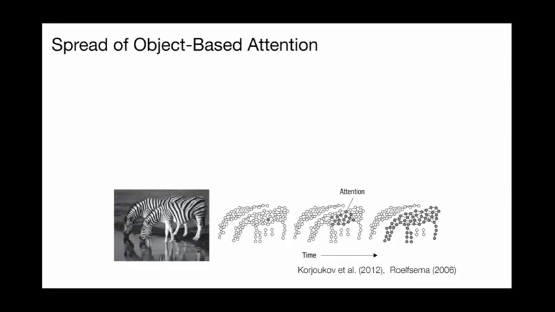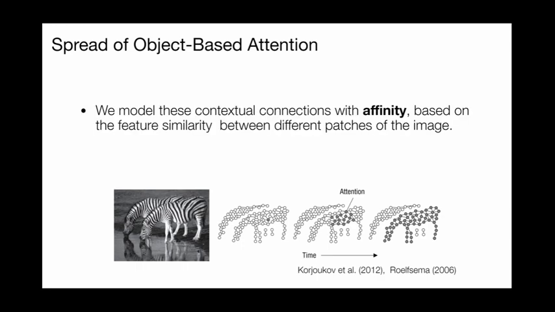Well, but what if you have a zebra and then you're starting from that center point? How would attention spread here? You cannot really spread it in V1 because, as I said, if you're just following an association field based on collinearity and orientation, you're just going to go along a stripe. You're not really going to spread within the object. We think we could model the high-level contextual connections, or high-level association fields, with something called affinity, which is based on the feature similarity between patches of the image.